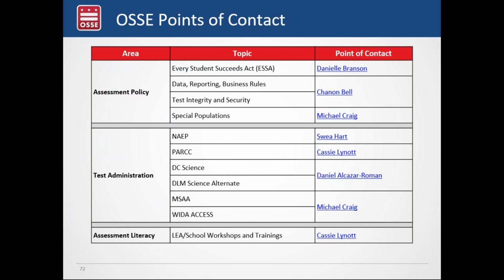Here's a list of our staff members who work on the assessments. My name is listed there, Cassie Lynett, and all of our emails are our first name, last name @dc.gov. So if you do have questions throughout testing, feel free to reach out to any of us. We're happy to help you or direct you to the person who can do the best job with the question that you have.